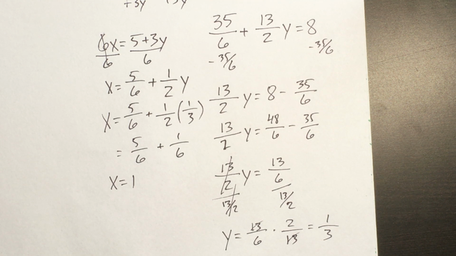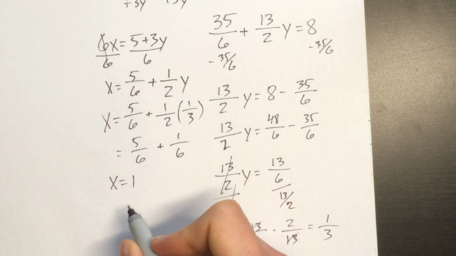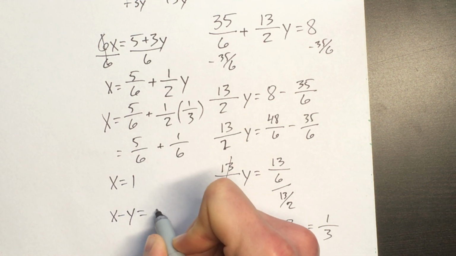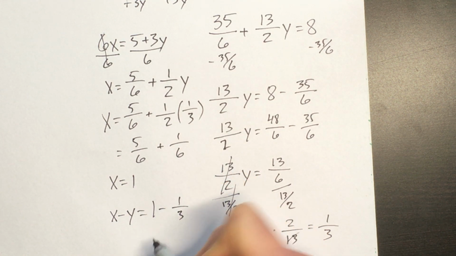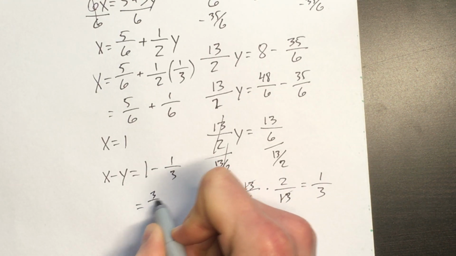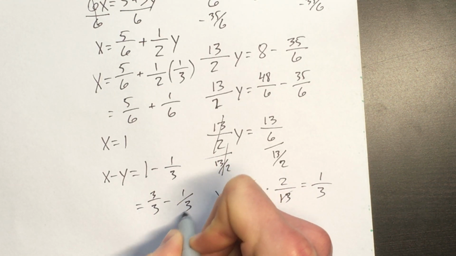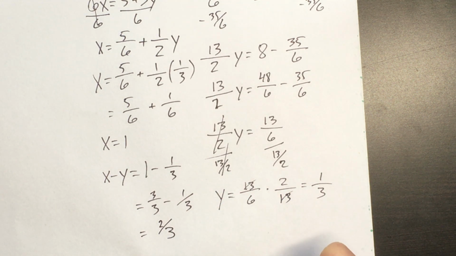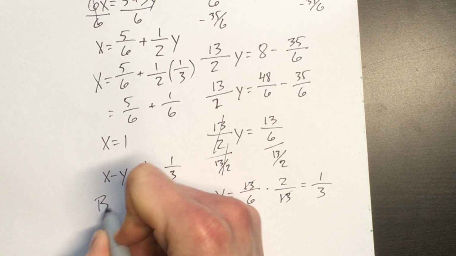So then what we're looking for is x minus y. We know x is 1 and we know y is 1/3. So x minus y is equal to 1 minus 1/3. You can also express it, if you'd like, as 3 over 3 minus 1 over 3. So that will give us 2/3, positive 2/3. So that's answer choice B.